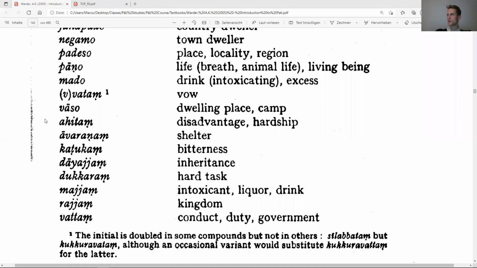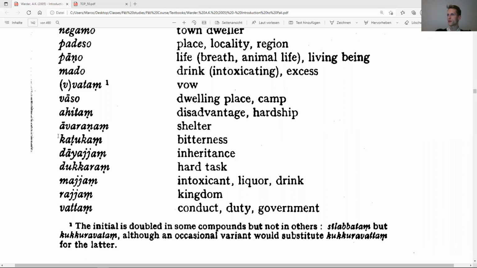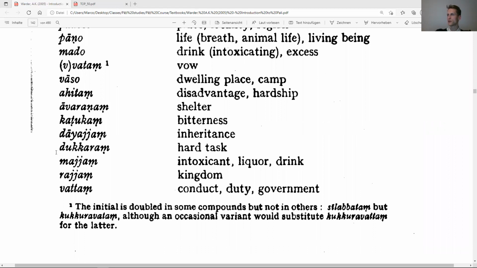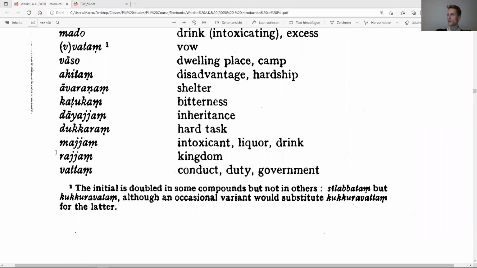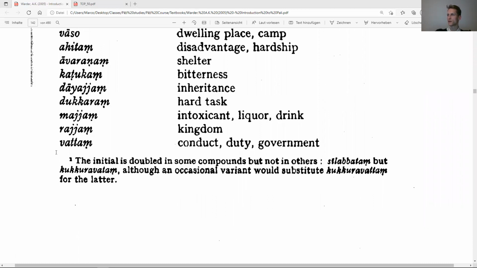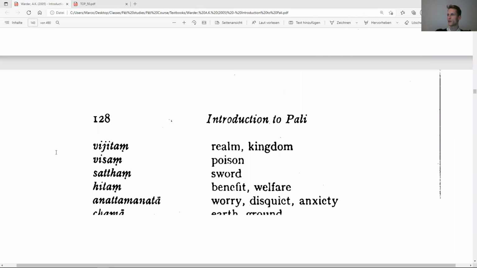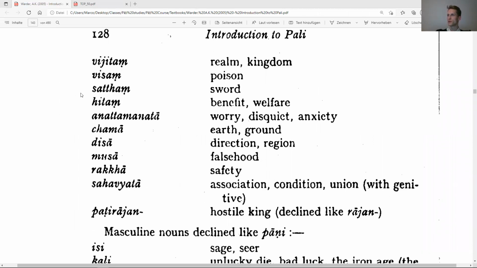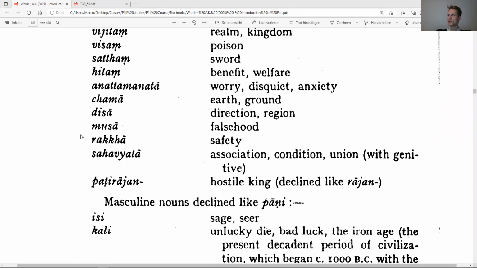Vaso, dwelling place, camp. Ahitam, disadvantage, hardship. Avaranam, shelter. Katukam, bitterness. Dayajjam, inheritance. Dukkaram, hard task. Majjam, intoxicant, liquor, drink. Rajjam, kingdom. Vattam, conduct, duty, and government. Vijitam, realm or kingdom. Visam, poison. Sattham, sword. Hitam, benefit, welfare. Anattamanata, worry or disquiet, anxiety. Bhumi, earth or ground. Disa, direction, region.